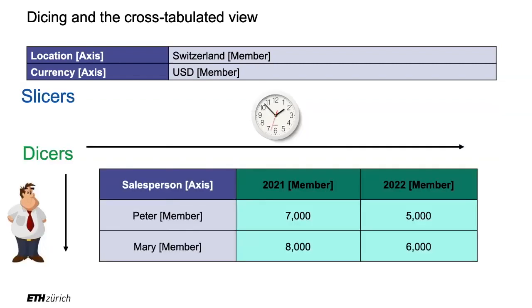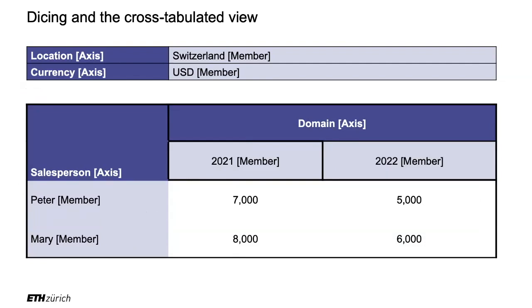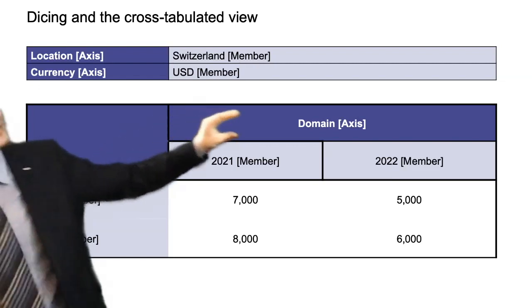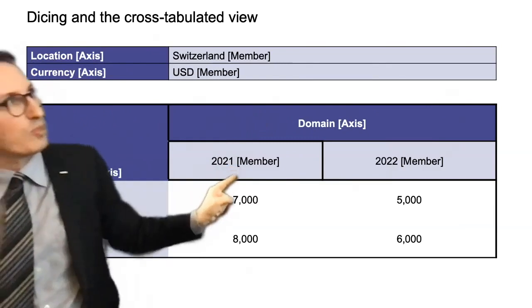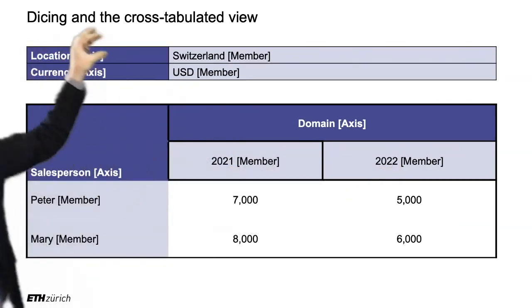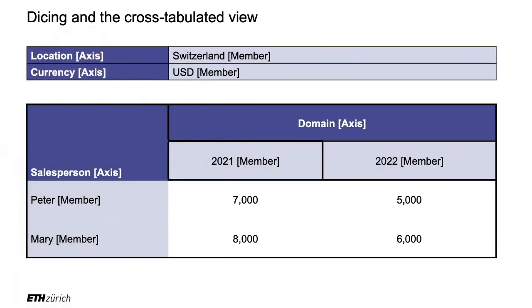Now this is a better view, and now I'm using a standardized view that is attributable to Charles Hoffman, who is an accountant in the US. So I like to use this way of displaying things because I think it's very clean. So you see salesperson axis with Peter and Mary, and then you specify domain axis with 2021, 2022. Then you have the slicers over there.